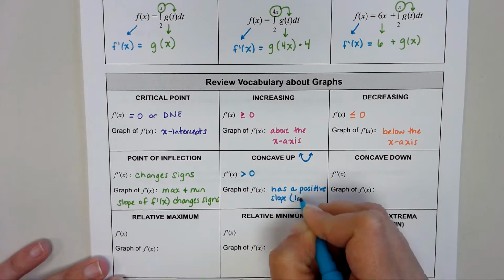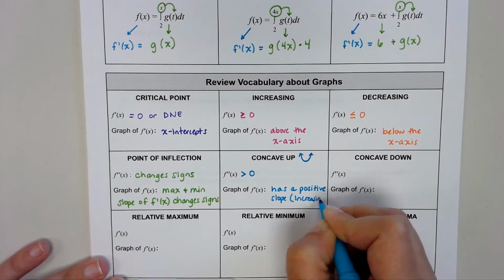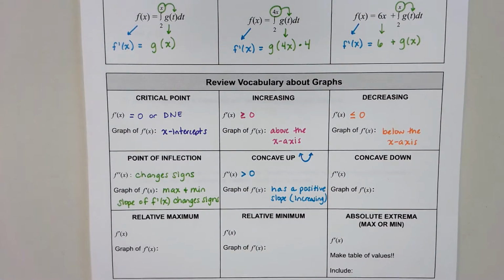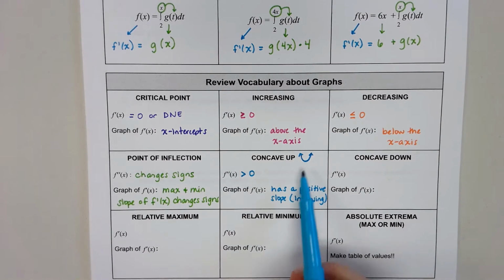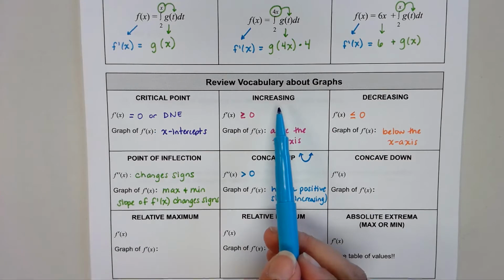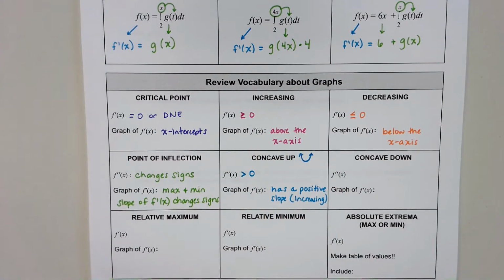Which we can sometimes just use the vocabulary word increasing to describe that. So when the graph of f prime is increasing, we are concave up. When the original function was increasing, the graph of f prime is above the x-axis.